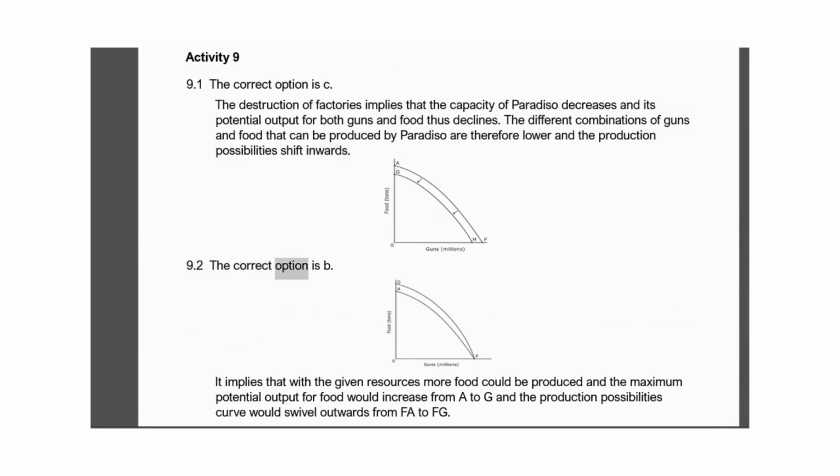9.2 The correct option is B. It implies that with the given resources more food could be produced and the maximum potential output for food would increase from A to G, and the production possibilities curve would swivel outwards from FA to FG.